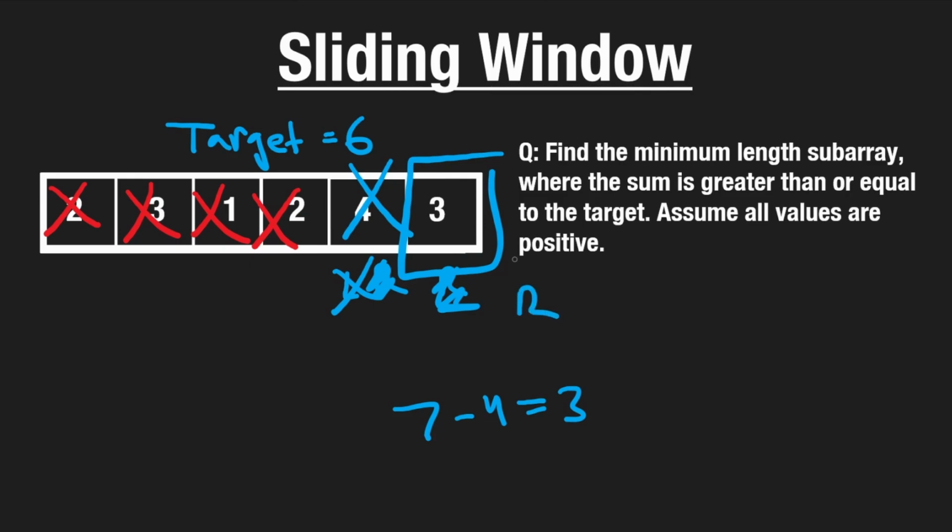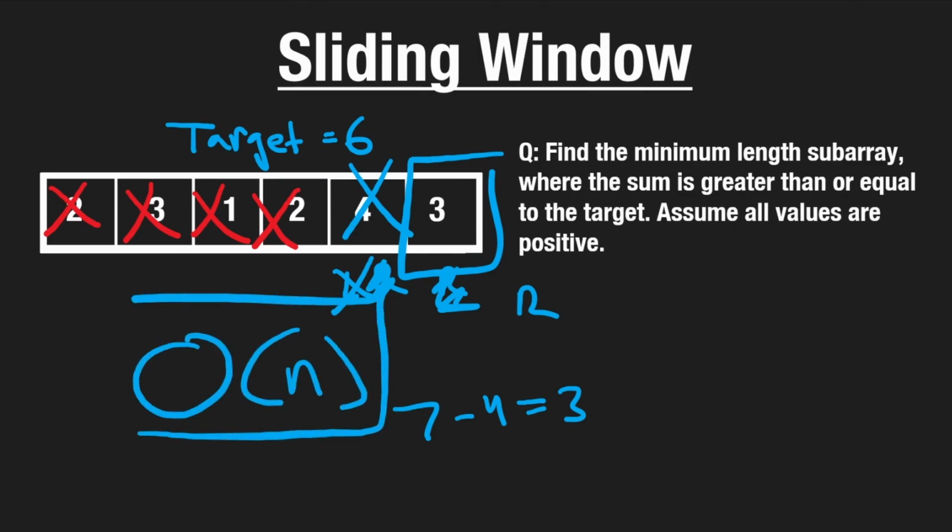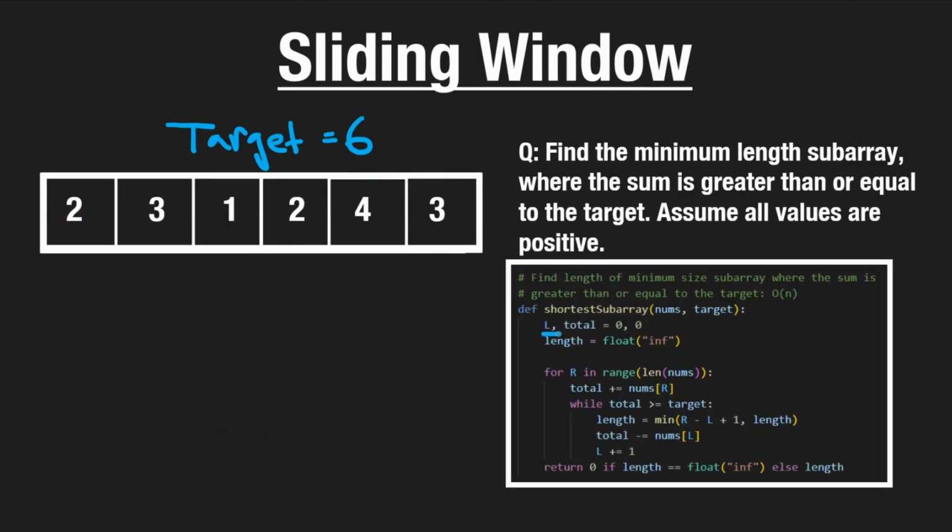So now let's take a look at the code, and I'm going to explain to you why the time complexity is still big O of n. So we initialize our left pointer all the way at the beginning. As with most sliding window problems, our total is initially going to be 0. You could also call that our current sum, like our window sum. Our length is initially going to be positive infinity because we're trying to minimize it.